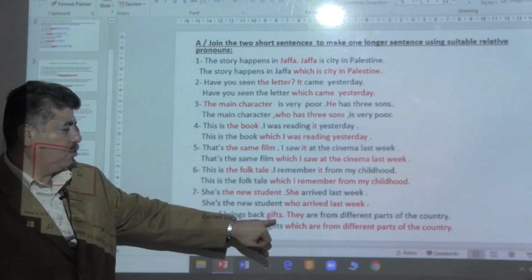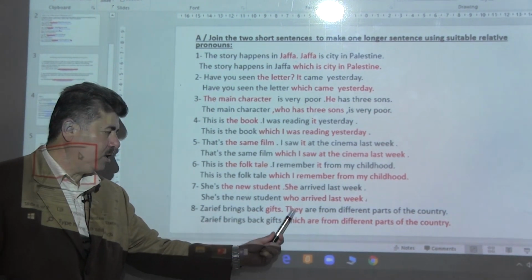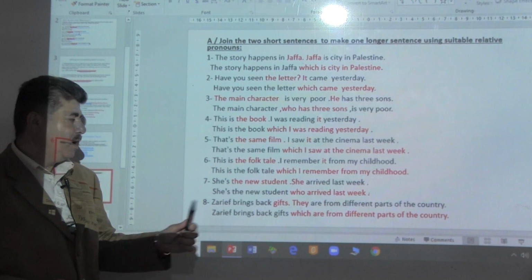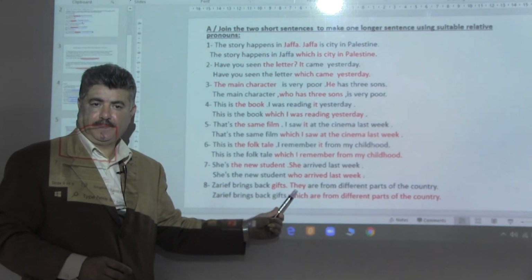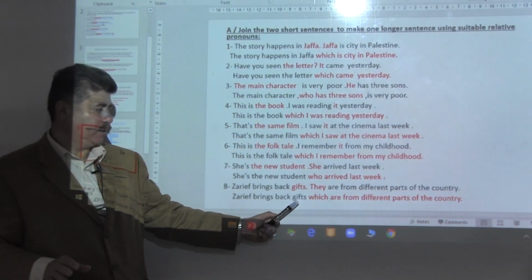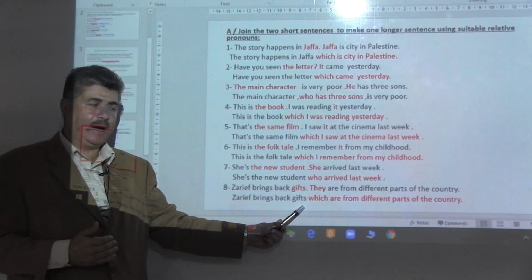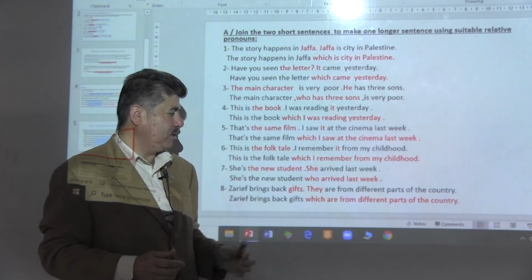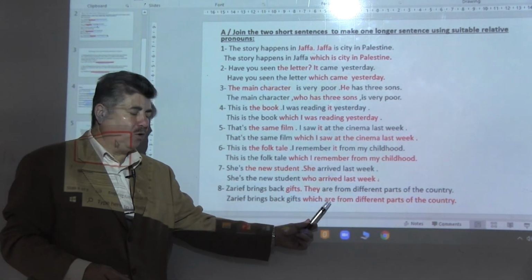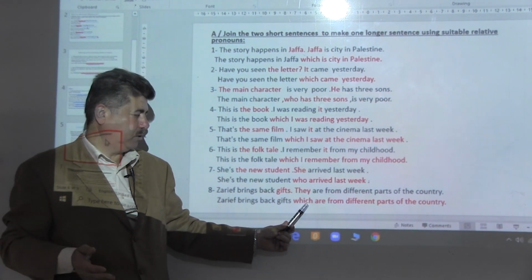Zarif brings back gifts. They are from different parts of the country. They here refers to the gifts. And again, they here is a subject. It refers to the gifts. Zarif brings back gifts, the first sentence as it is. You delete they and replace it with which because we are talking about things. Then you complete your sentence as it is. Which here is followed by a verb. This means that we are talking about a subject relative clause.